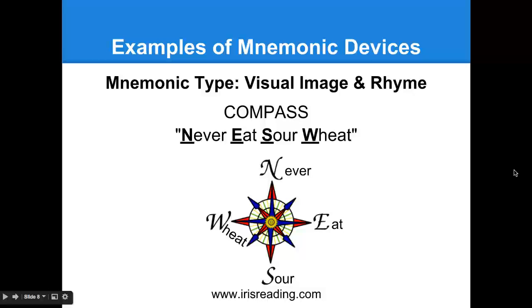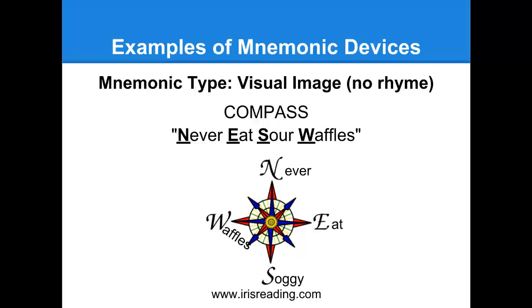Now, there are other variations of this, like never eat soggy waffles, or sour waffles. I put sour over here. It's supposed to be soggy, but it could be sour waffles, soggy waffles, whatever you want. But the idea is that you're simply taking something and turning it into some kind of a rhyme.